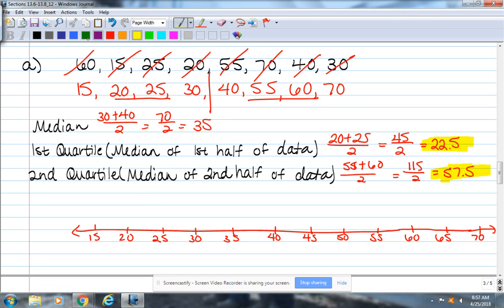Now, when you draw your box, you don't put it on the number line. You put it either on top of it or below it. You don't put it exactly on top, not touching your number line. 22.5. There's one edge of my box. And my other edge of my box is at 57.5, which is halfway between 55 and 60. All right, then you draw a rectangle with those two.